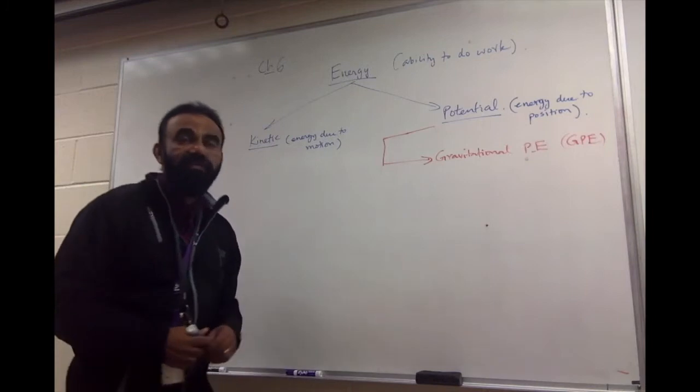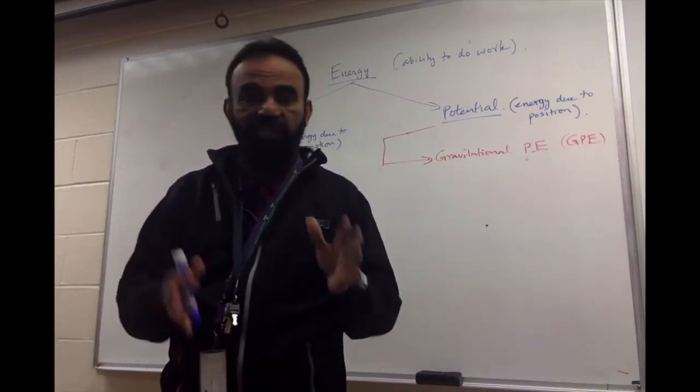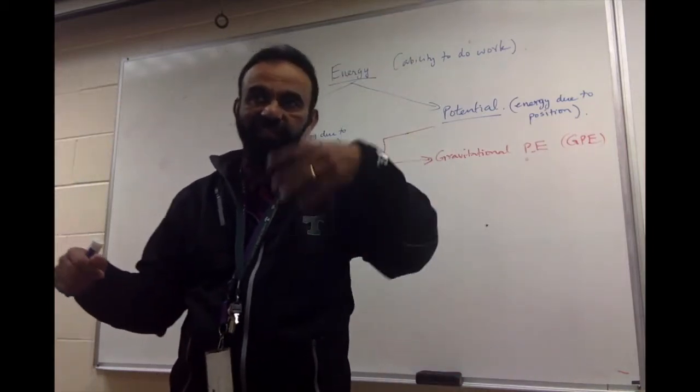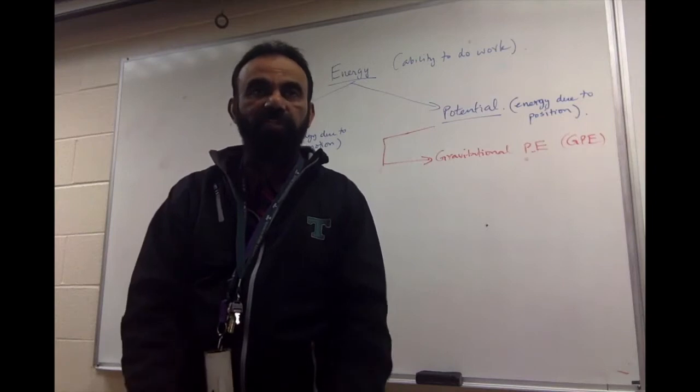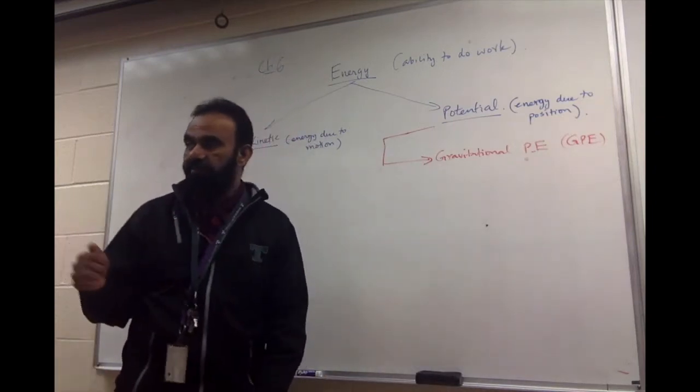All right. Gravitational potential energy is energy due to position. Everyone and everything on the Earth's surface and beyond, they all have potential energy. Satellites have potential energies. We have potential. Anything has got potential energy. That's gravitational.